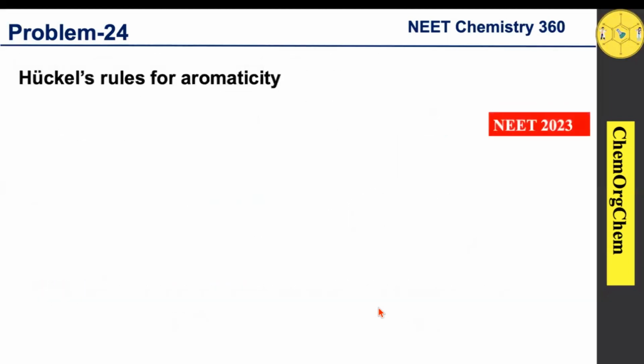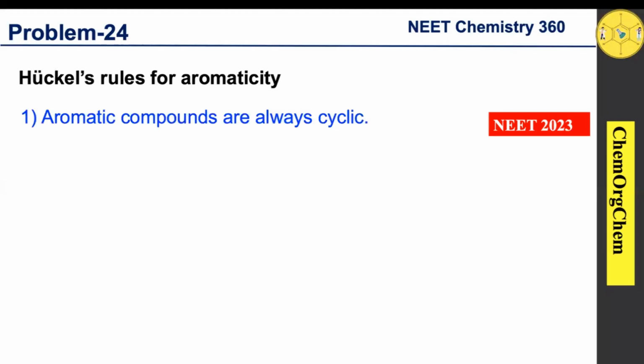Huckel's rule states that there are 4 rules. If any compounds, molecules or ions obey Huckel's rule, those compounds are considered aromatic compounds. Let's see all the rules one by one. The first rule states that aromatic compounds are always cyclic, so the molecule must have a cyclic or ring structure.